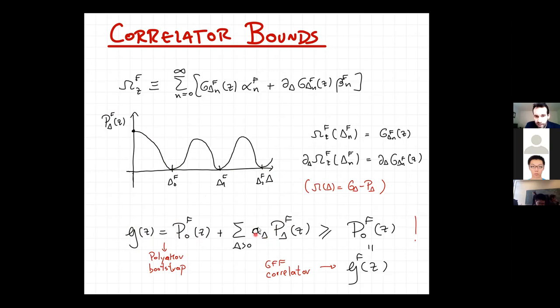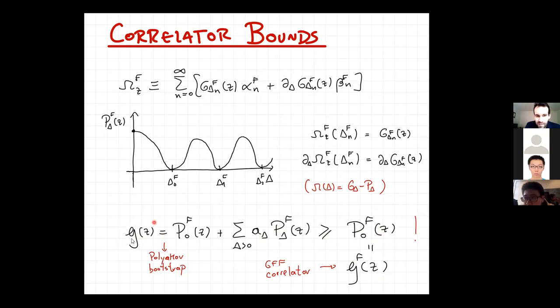But we do know that the OPE coefficients have to be positive. And now we also know that these Polyakov blocks are also positive. And so we have just learned that the correlator has to be larger than the Polyakov block for the identity. And it's easy to check that the Polyakov block for the identity is nothing but the generalized free fermion correlator. So we just proved a bound on the correlator.